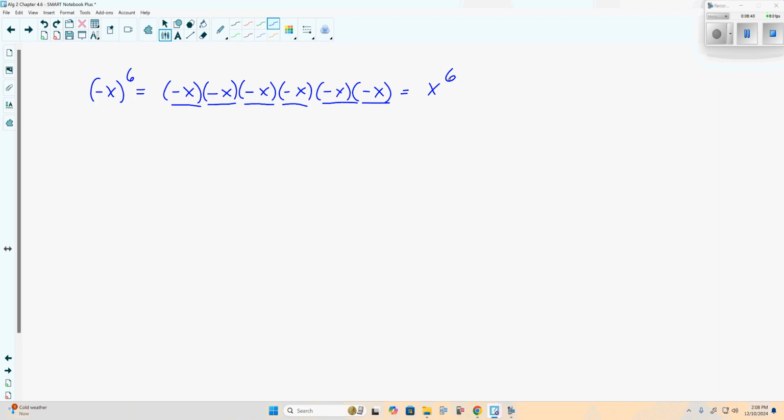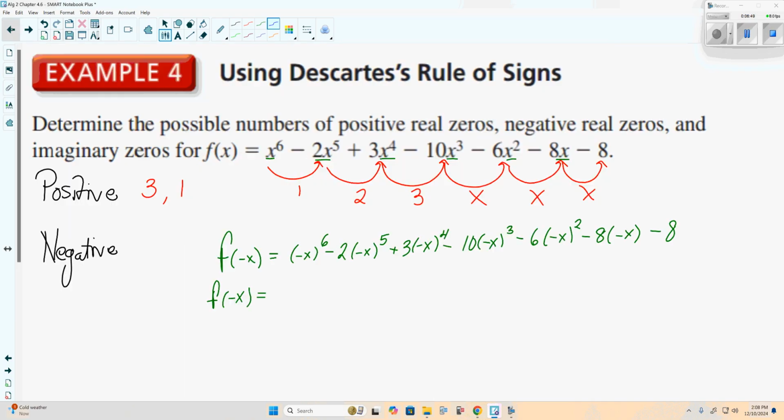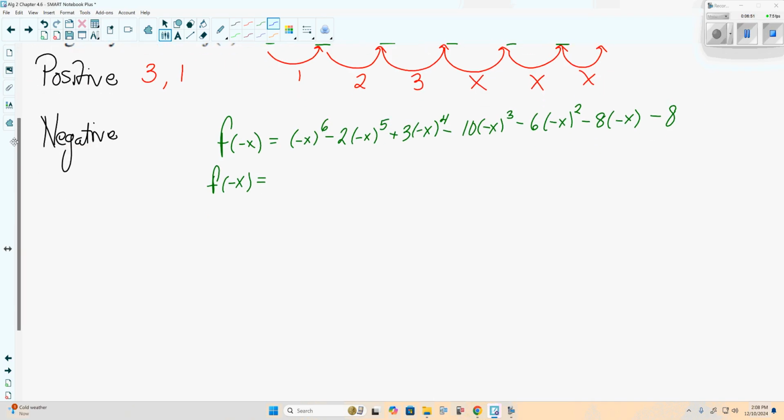If it's even, it's going to stay positive. If it's odd, it's going to become negative, yes? Okay. With that bit, let's look at this here. Well, we already figured out the first one. Negative x to the 6th is just x to the 6th.